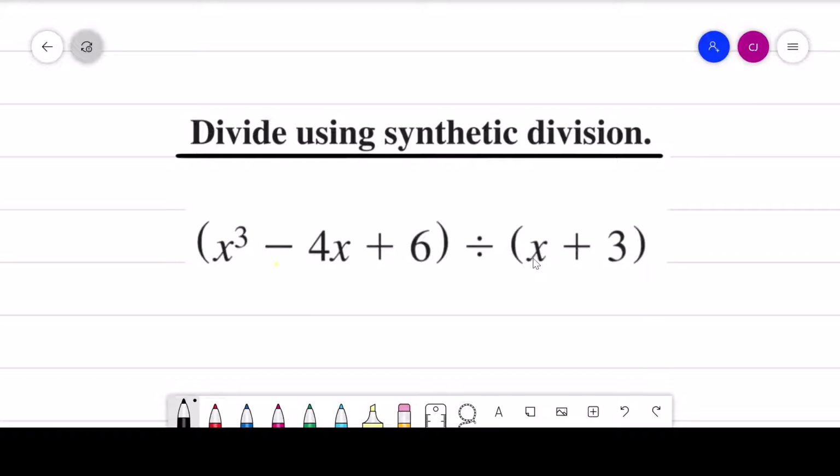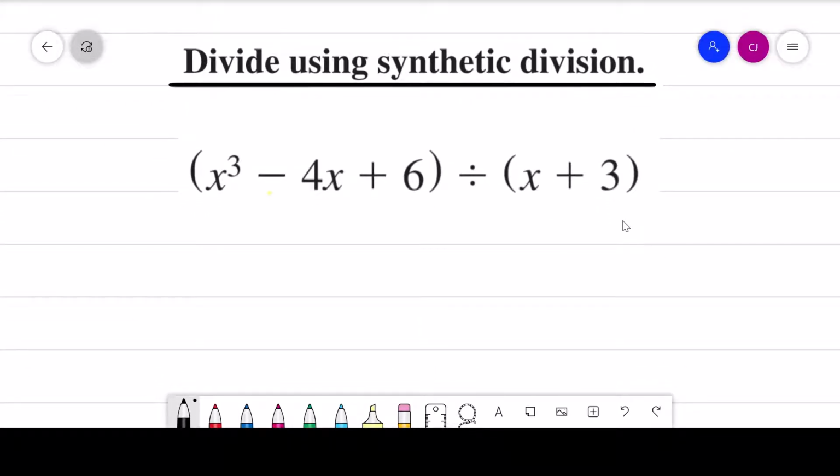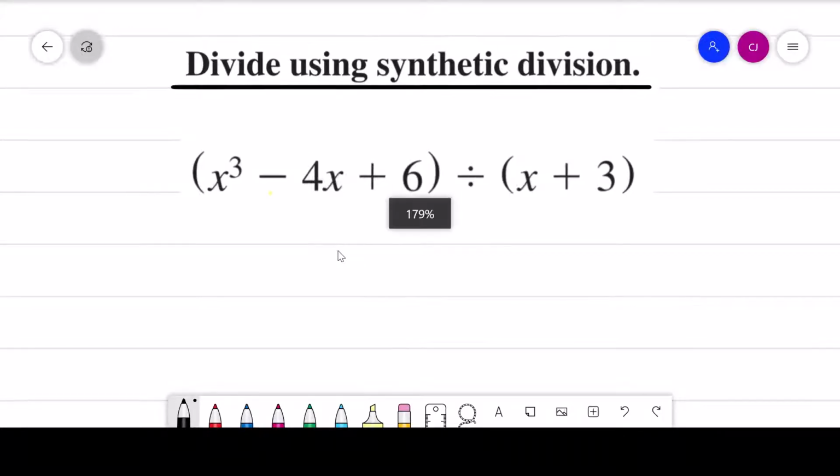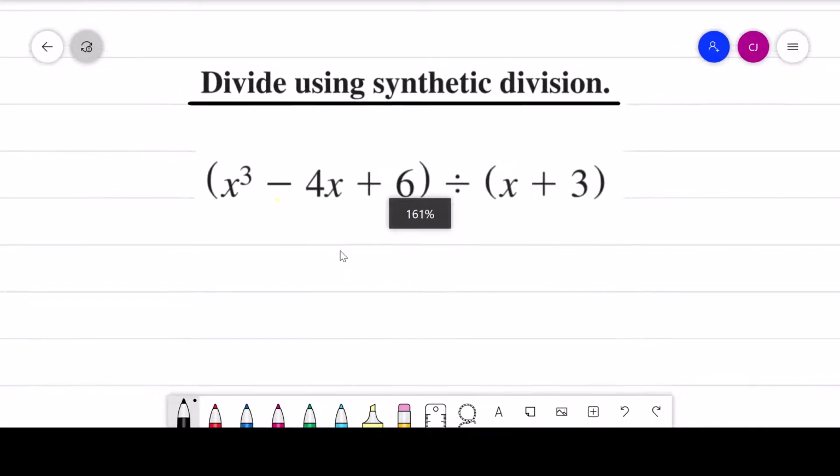You'll notice here our divisor is x to the first power plus 3, or just x, and that's the key point or the key condition. All right, so let's jump right to it. So what I like to do is make sure that my dividend and my divisor are in standard form, and they are in descending order. So that's the first thing that you want to do before you get started with the synthetic division.